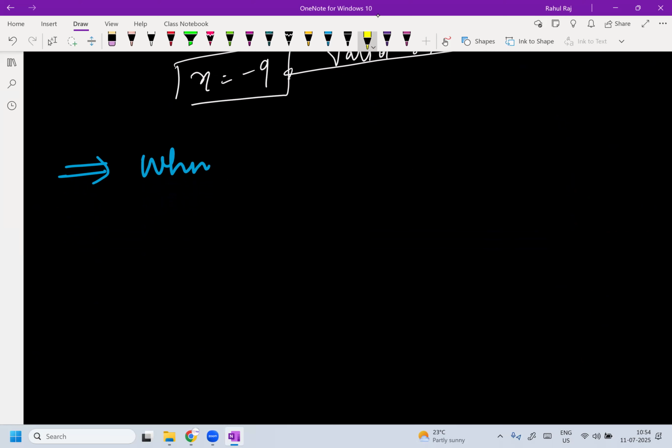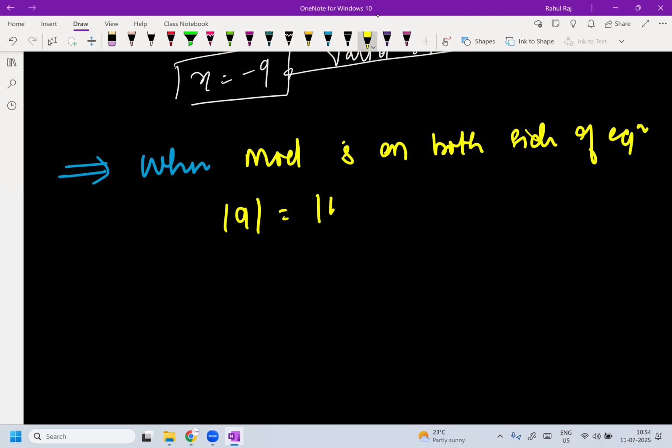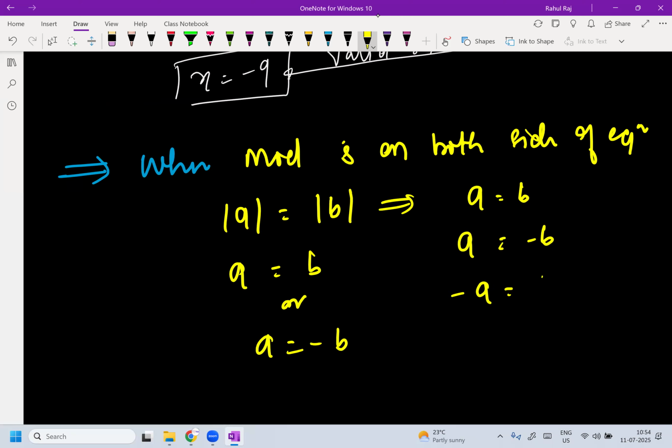So when mod is on both the sides of an equation, then we don't need to check the validity. Absolutely not, because mod A equal to mod B means either A equal to B or A equal to minus B. Technically, if you break it into four pieces, Shweta, what happens? A equal to B, A equal to negative B, negative A equal to B, and negative A equal to negative B. Eventually, these two and these two are the same thing. Am I 100% right? Yes or no? Agreed?